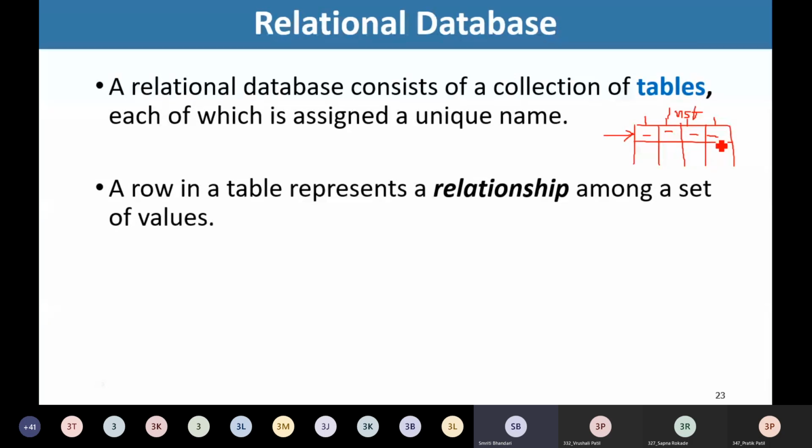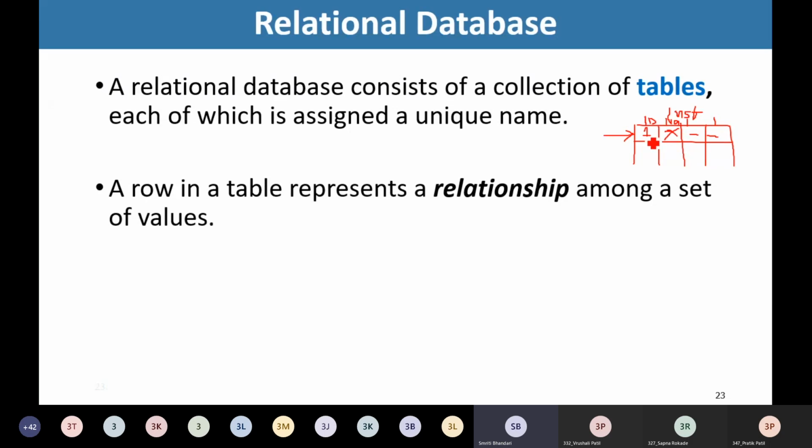Is that correct? All these values are related. Say for example, if ID is one of the attributes and name is another attribute, then for this instructor, I have some value for ID, say 1, and some value for the name attribute, say X. So if I collect all those values in a row, I can interpret that this particular row is meant for a particular instructor. So there is a relationship among the set of values.